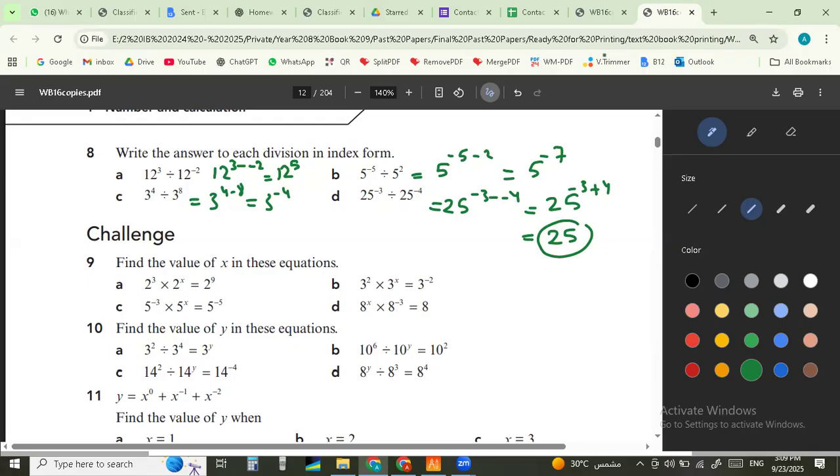We agreed we're going to add the indices. So 3 plus what is 9? Definitely 6. So here x equals 6. 3 plus 6 is 9. Or in other words, you can just simply do 9 minus 3, which is going to give you the 6.